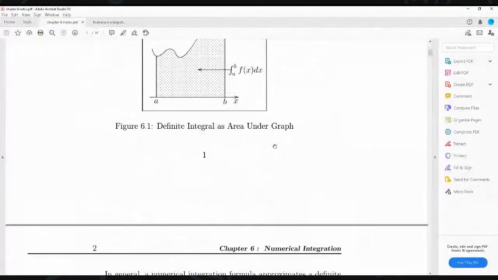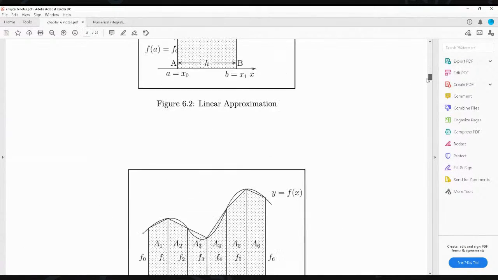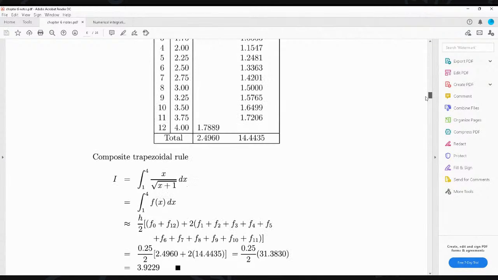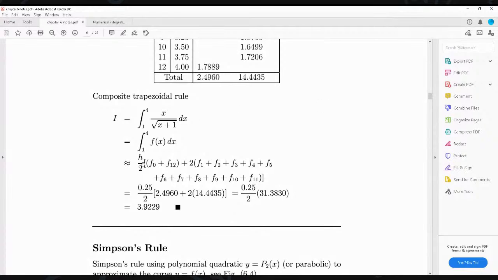We learned about the trapezoidal rule. Let's go to the trapezoidal rule and composite trapezoidal rule. This is the formula for the composite trapezoidal rule: h divided by 2, A plus 2B. What is A? f0 plus fn. What is B? f1 up to fn minus 1. B is the summation of i from 1 up to n minus 1, and A is f0 plus fn.